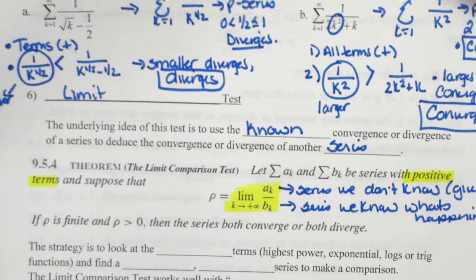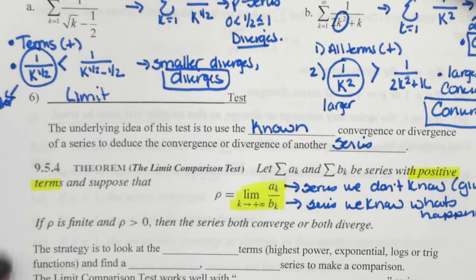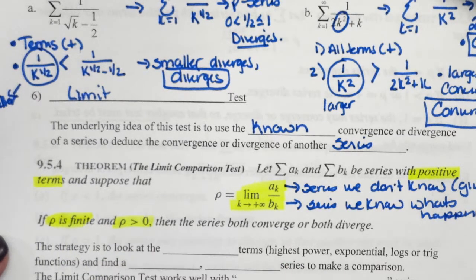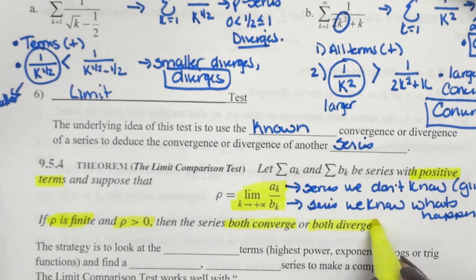So when we calculate this limit, as long as it's finite, meaning we can find it, and the limit is greater than 0, then both series are going to behave the same way. Both will converge or both will diverge.